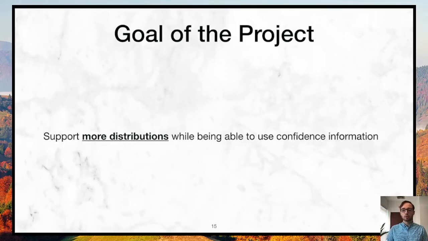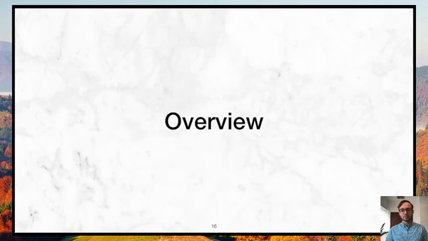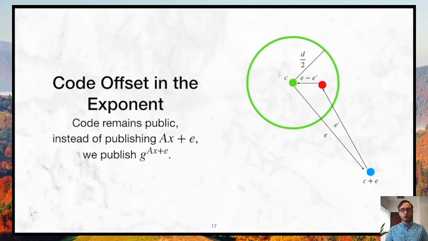So the goal of our project today is to support more distributions, that is, distributions with lower entropy, while being able to use confidence information. As you may have gathered from the title of our talk, we're going to be discussing code offset in the exponent, which is a modification to the code offset construction. The code and the description of it remain public and in the clear. That means the generating matrix A is written outside of the group.